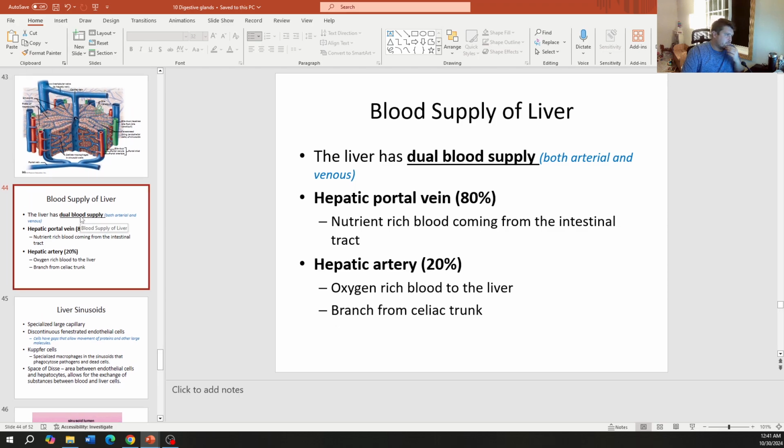So we have the blood supply of the liver. The liver has what's called dual blood supply, which means it receives blood both from the venous side as well as the arterial side. 80% of its blood comes from the venous side, from the hepatic portal vein. And this is nutrient-rich blood because it's coming right from the intestinal tract. So we get a lot of nutrient-rich blood in order to store and do whatever we need to do with whatever's in the blood. And then the artery side, which is 20%, we get our oxygen in order to feed the actual tissues that oxygen that we need.